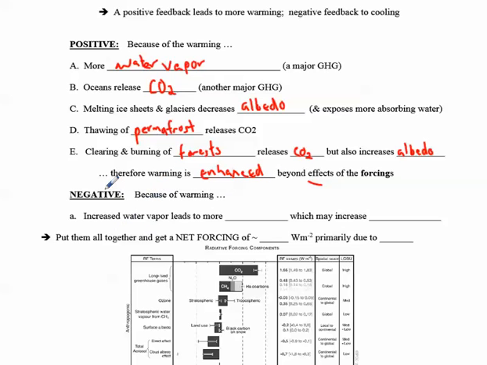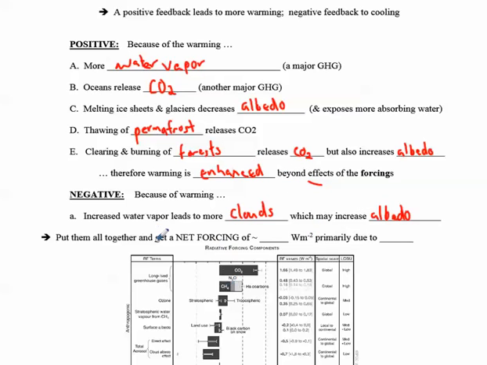Now, there are a few negative feedbacks. The major one is that increased water vapor will also lead to more clouds, which may increase albedo. We've already talked about a decrease in albedo because of melting ice sheets and that, but there might be a brake on that because of increased clouds. I don't know if the clouds are enough to offset this, and I think the jury's still out on that.